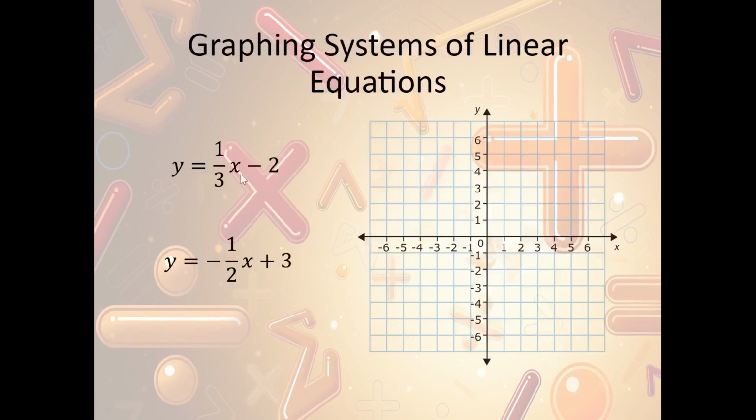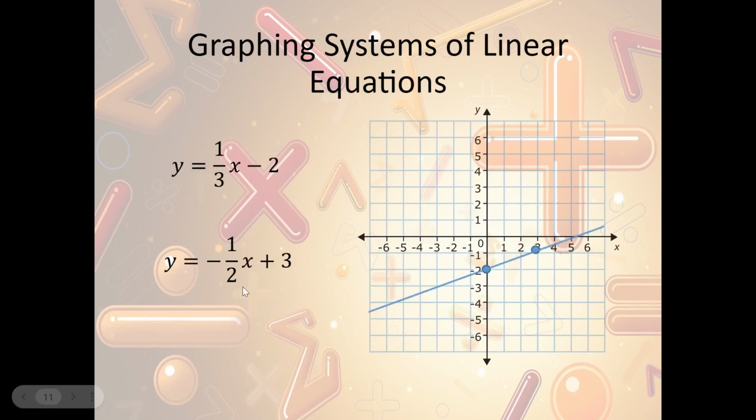So all this really means is we're going to graph both of these lines at the same time. On the first one, we'll go ahead and graph this. We're going to plot our y-intercept, which is -2. So we're going to go down 2 and plot our point. And the slope is 1/3, so we're going to go up 1, to the right 3, plot our point, and connect the dots. Just like we did earlier, that's the same thing we're going to do now.